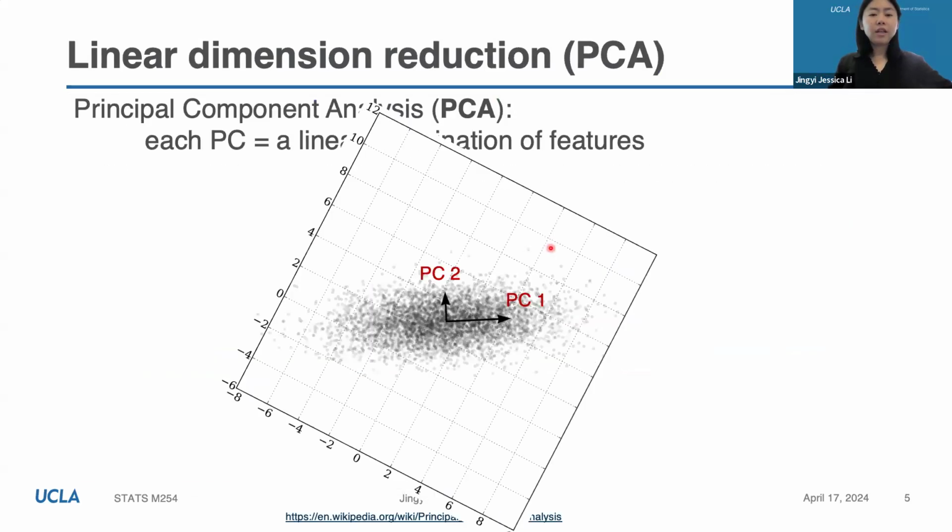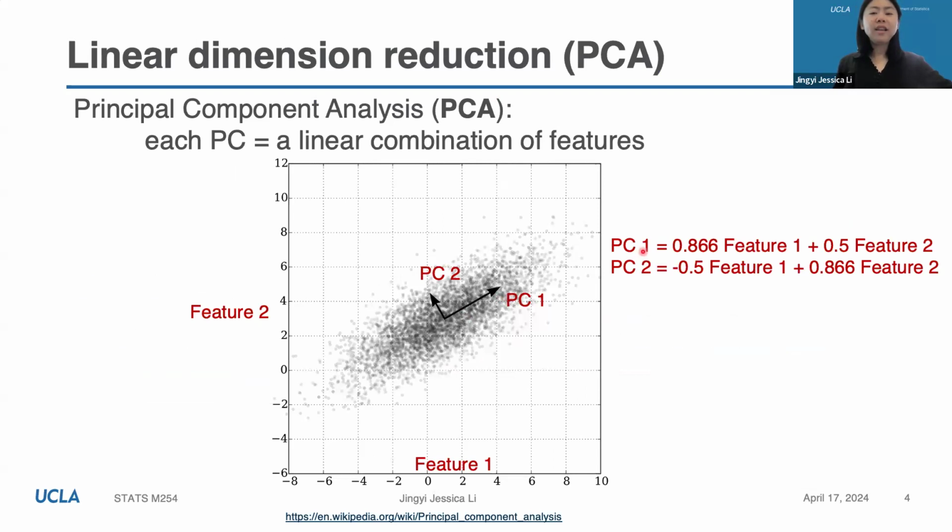So I think this is the best figure to explain it. PC1 is a linear combination of feature 1 and feature 2. These two numbers are the loading values for PC1. So this is how PC1 is constructed, and the loadings are the contributions of original features to one PC.